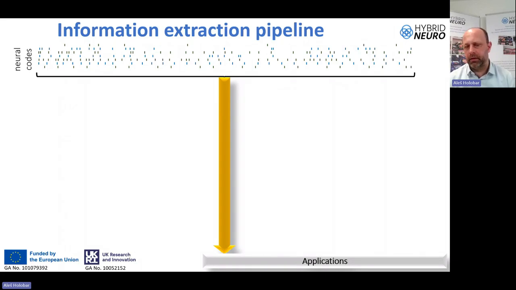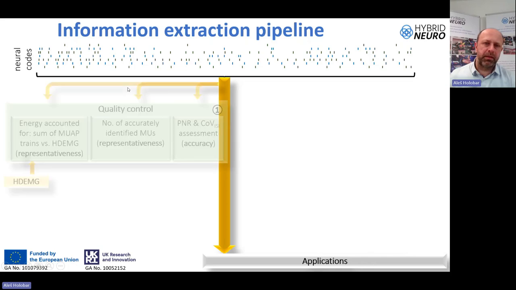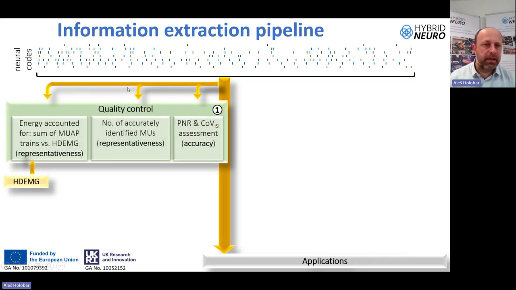And this is something that requires all the attention, right? Once we extract the neural codes from the surface EMG signals, basically we need to assess how good these neural codes are, right? In the last two decades, we and many groups around the globe proposed different measures of quality. What you can do is calculate the energy accounted for by decomposition, by the motor unit identification, and this gives you a hint about the representativeness of the results.